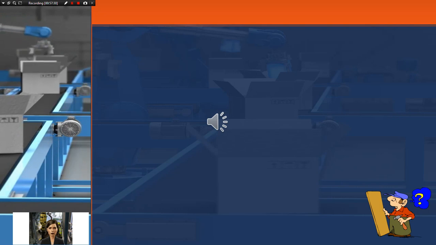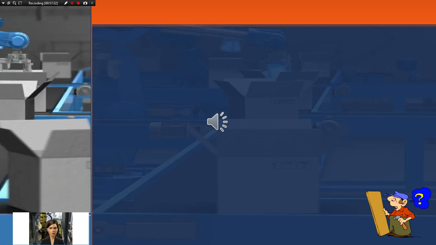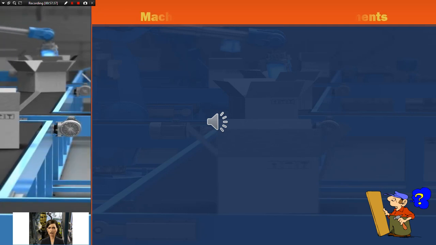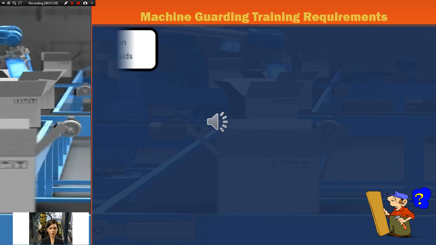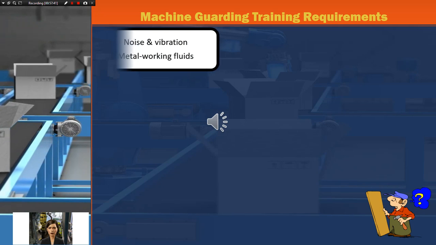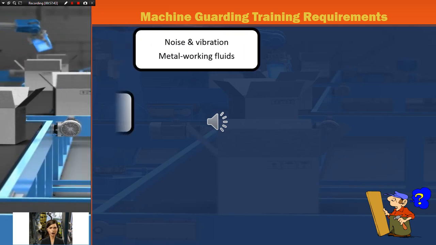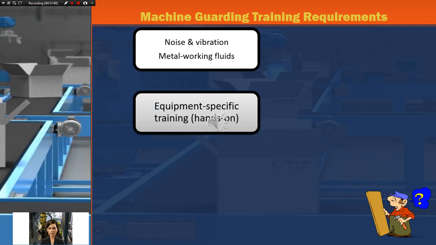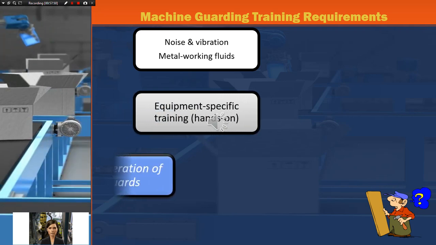Machine guarding training requirements. Noise and vibration, metalworking fluids. Equipment-specific training, hands-on, proper operation of safeguards. Limitations of safeguards. Maintenance and care. Inspection, adjustment, or replacement.